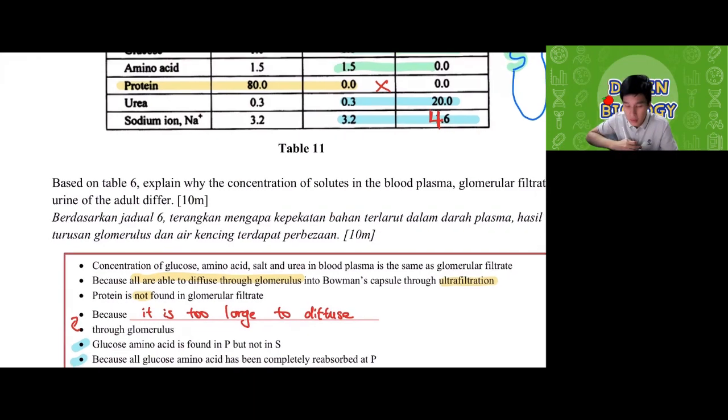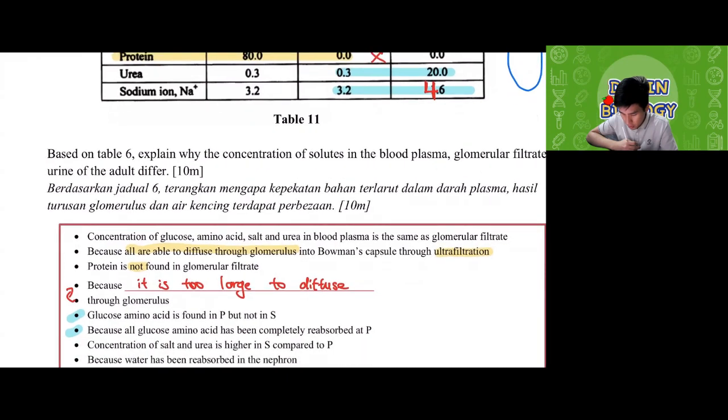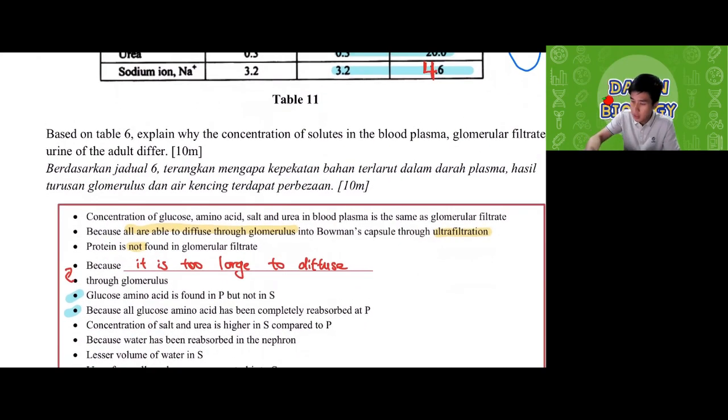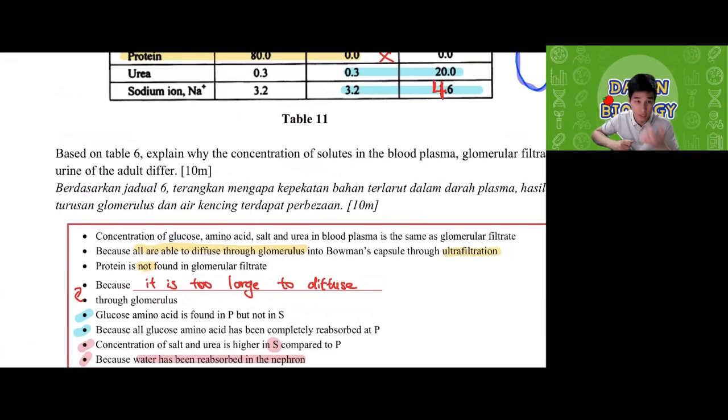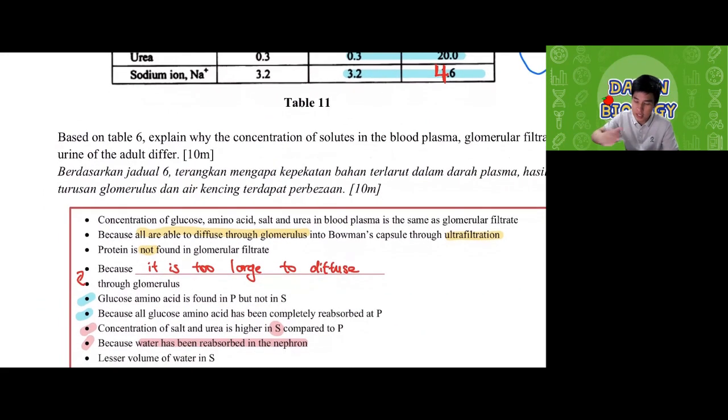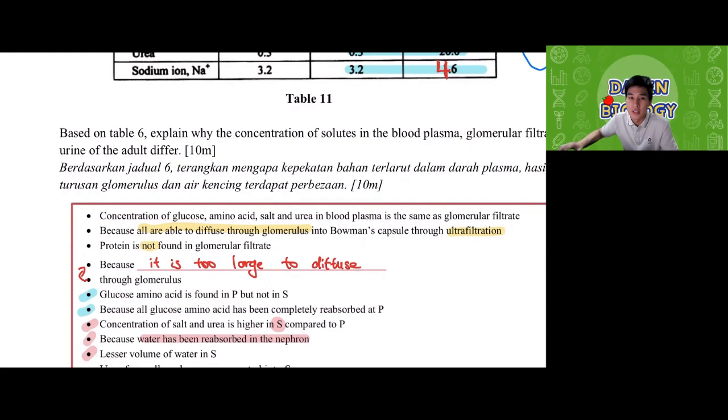After that, for the urea one, urea and salt: the concentration of salt and urea is higher in your urine, your collecting duct there. Because, just like I said, water has been reabsorbed in the nephron. So nephron, again, you forgot already, this whole thing is called your nephron. Throughout this whole thing, you get water reabsorbed. That's why there's a lesser volume of water in your urine, so the concentration increases. Finish. That's it. Done.